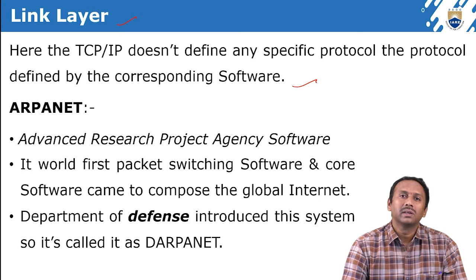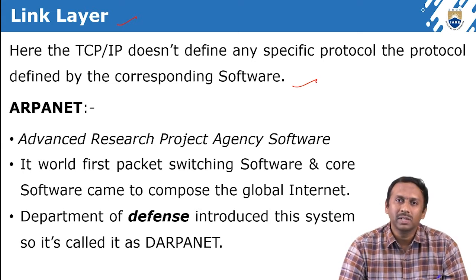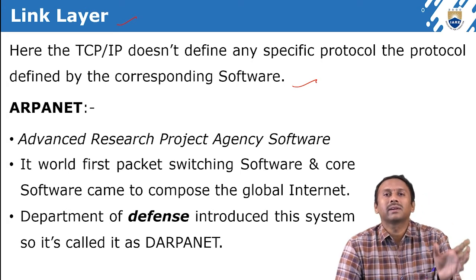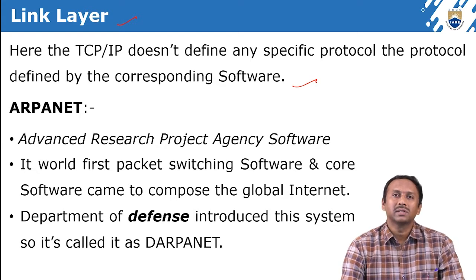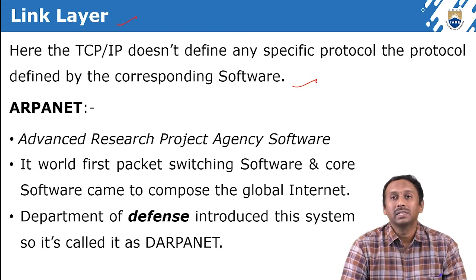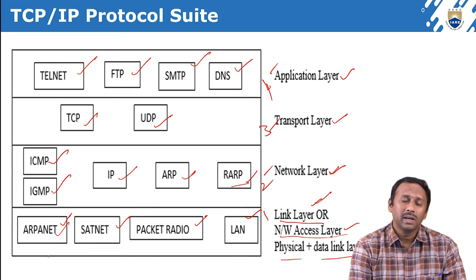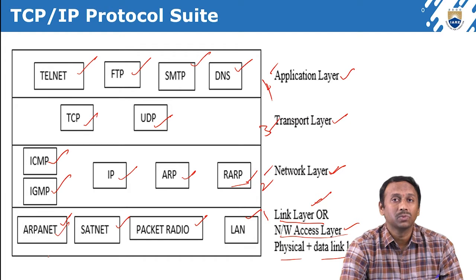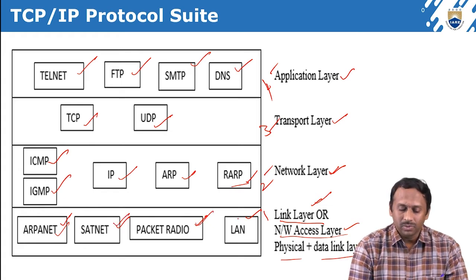How communication is established in the network is the important role of this link layer, that is, how the devices or systems are connected. Here we can identify ARPANET. In earlier classes, we already discussed ARPANET. Anyhow, once again we will see it very briefly, and also what SATNET, packet radio, and LAN are.